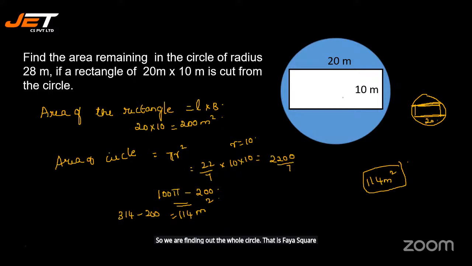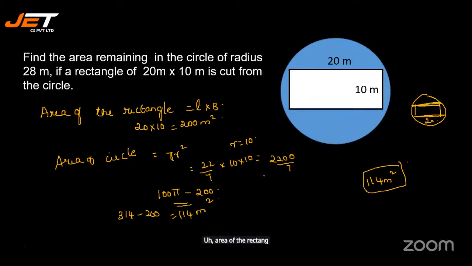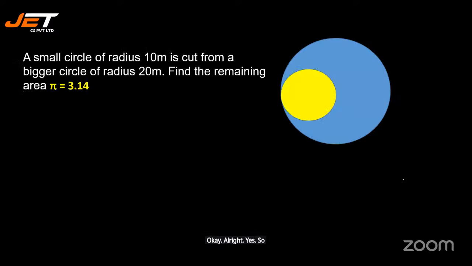From that, we are taking off the area of the rectangle. So we get 114. All right? Yes. So let's move on to the next question here.